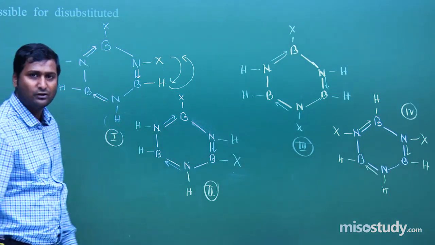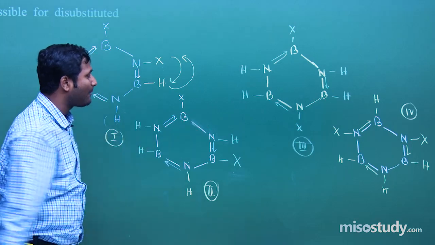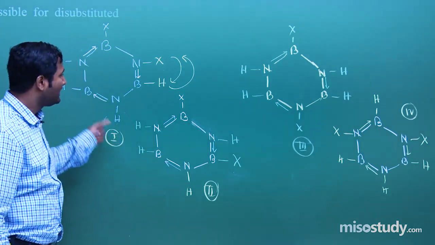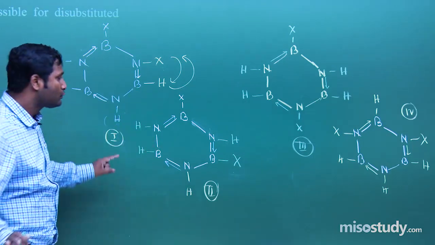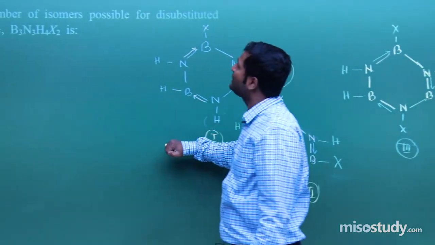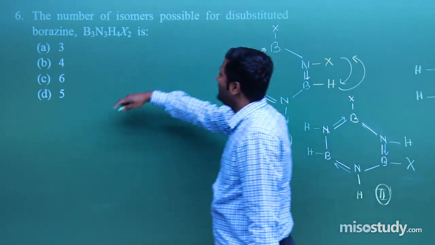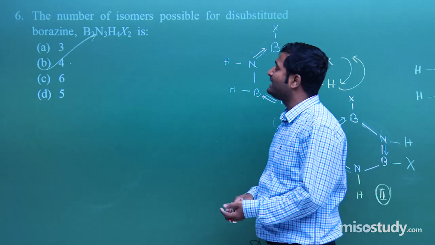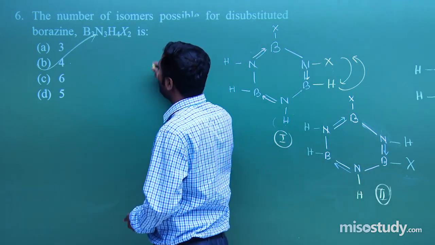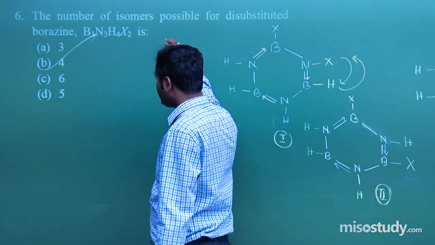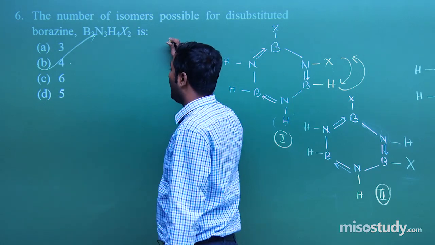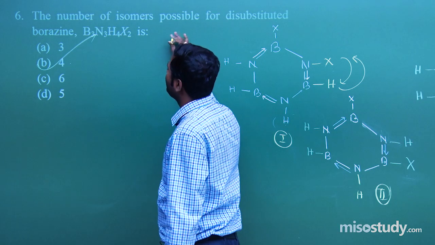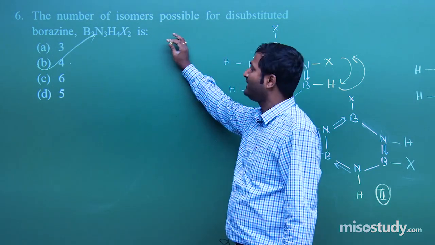So total number of isomers in this case, after drawing the entire possible structure, we observe that 1, 2, 3 and 4. So total number of possible isomers in this case, sir, this is 4. So for question number 6, B is the correct option, and this is one of the most beautiful questions for JEE Advanced examination 2019. Clear?